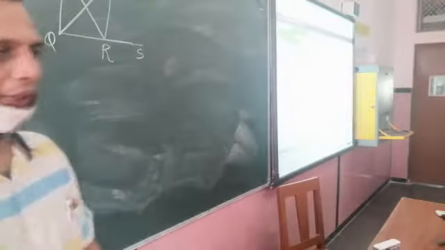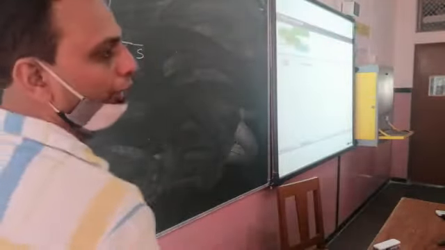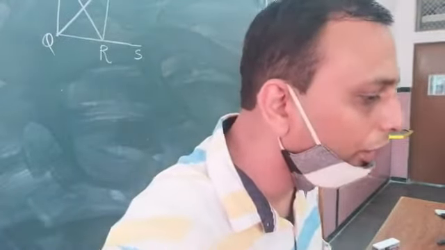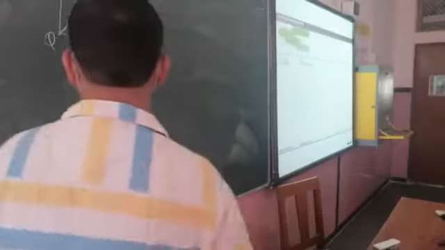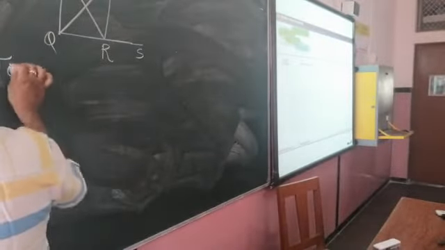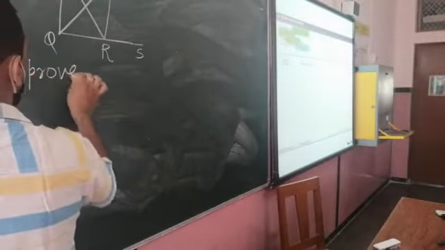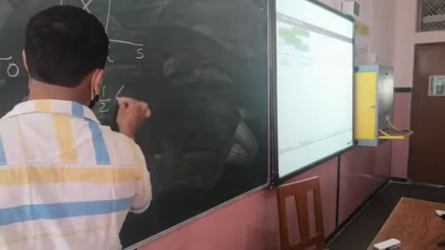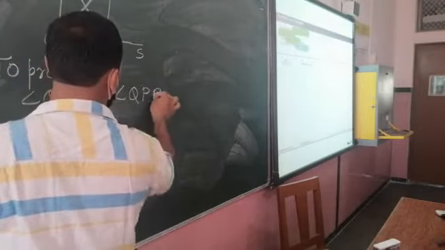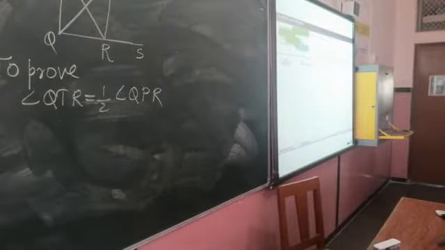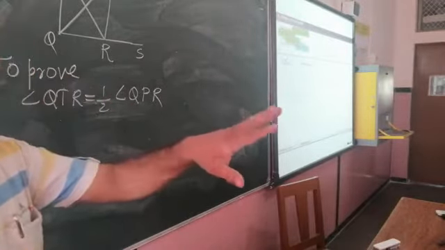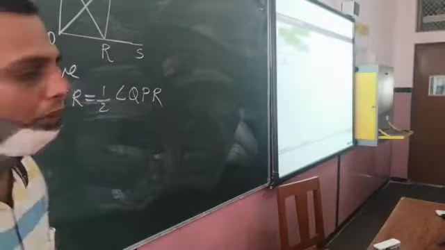Now see. What do we have to prove in the question? We have to prove that angle QTR is equal to half of angle QPR, that is, angle QTR is equal to 1 by 2 of angle QPR. Any doubt? Now you see on the board, this question is really tough, so you have to read the question properly. I am reading it for you. You read along with me also.